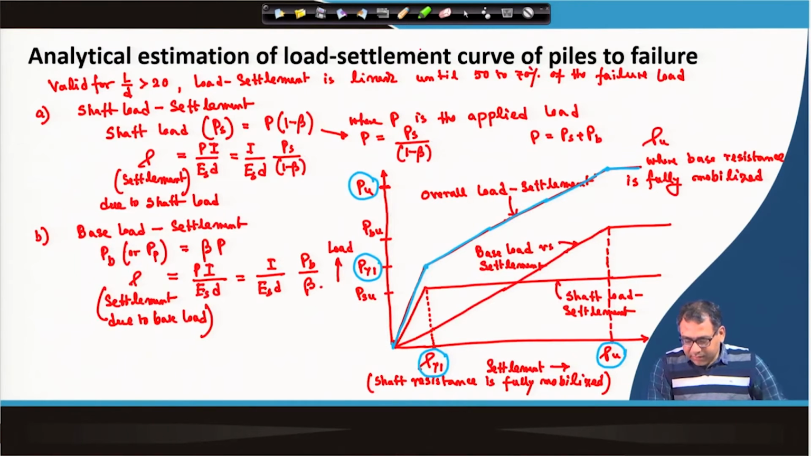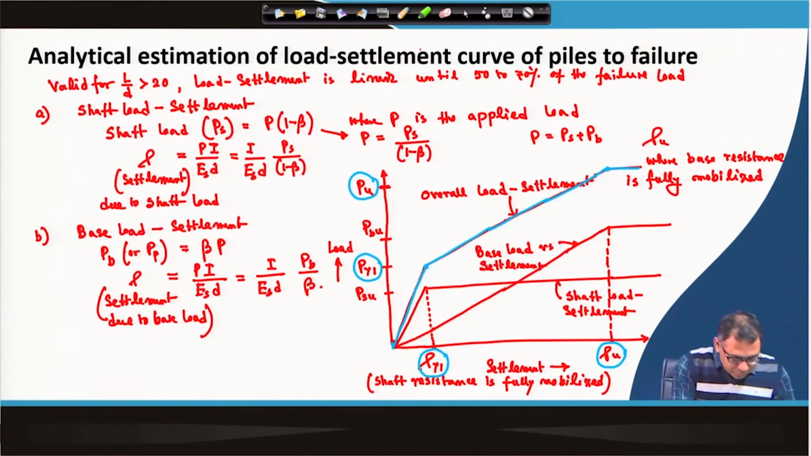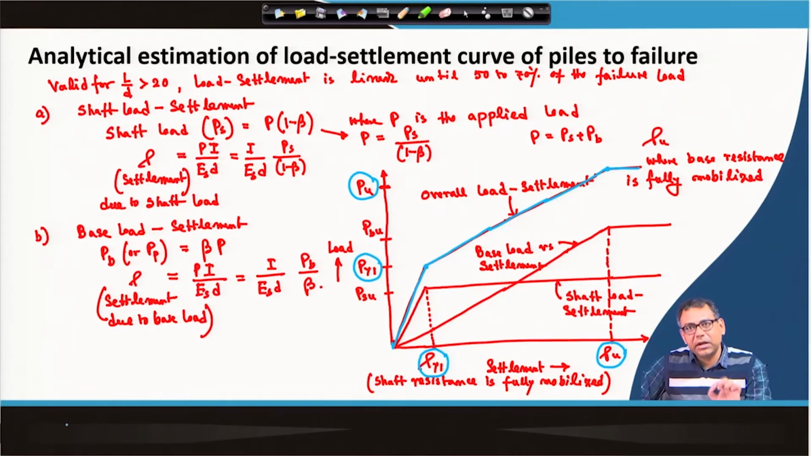Now, one thing I want to mention is that when we are talking about the settlement, this settlement is the settlement of the pile material plus the settlement of the soil. If the pile is incompressible, then the settlement will be the settlement of the soil itself, but if the pile is compressible, then the settlement of the pile is due to the settlement of the soil and the settlement of the pile material itself.